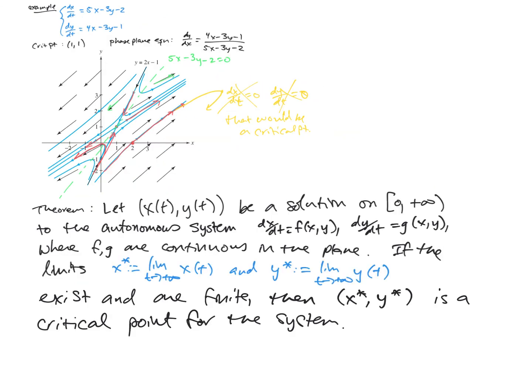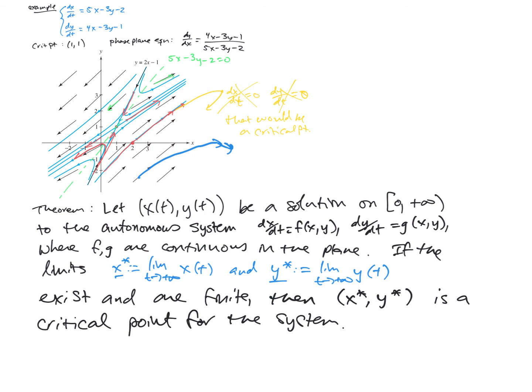So this theorem says that if you have a solution to your autonomous system, then for any path that you might have on your phase plane, if the limits go to a point, if x and y go to some point, they stop and don't go off to infinity, meaning that you've got your limits x star and y star, then that means that x star, y star has to be a critical point.